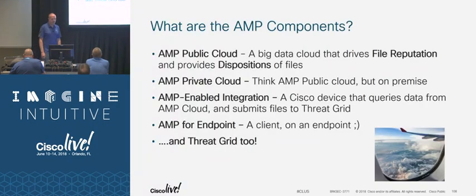So AMP has a number of components to it. There is an AMP public cloud, and this basically drives all the disposition of the files that Cisco knows about. We can also do it in a private cloud, which basically takes that intel and puts it on your local premise. An AMP-enabled integration is something like a WSA or an ESA. We have multiple ones that use the AMP cloud and the reputation services around it. And then there's also ThreatGrid.